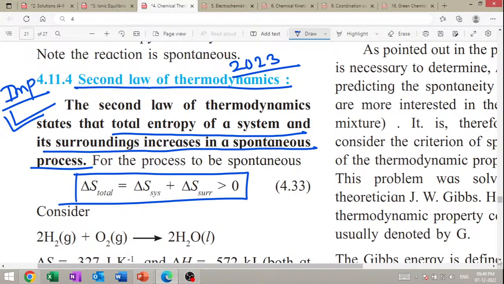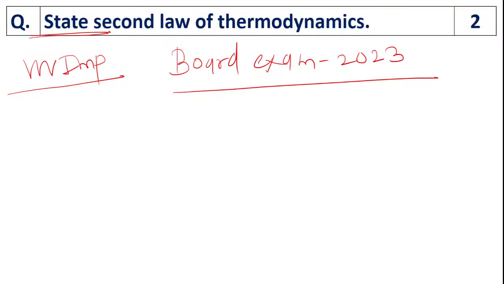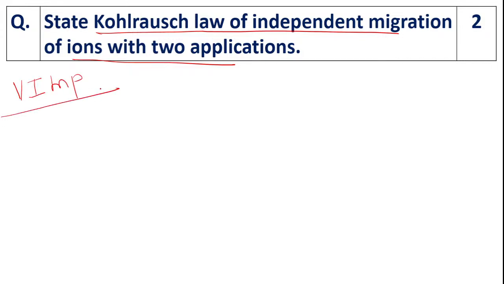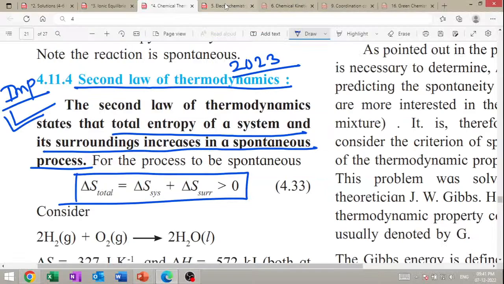Okay, next question. Second law of thermodynamics done. State Kohlrausch law of independent migration of ions. This is a question from electrochemistry. State Kohlrausch law of independent migration of ions with 2 applications. This is also a very important question. Make this a very important question as well.